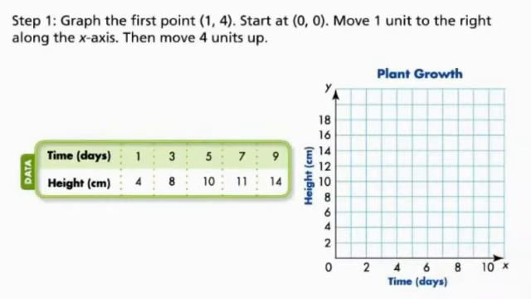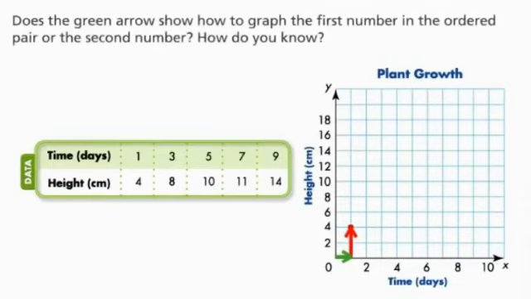Step 1. Graph the first point, (1, 4). Start at (0, 0). Move 1 unit to the right along the x-axis. Then move 4 units up. Does the green arrow show how to graph the first number in the ordered pair or the second number? How do you know?